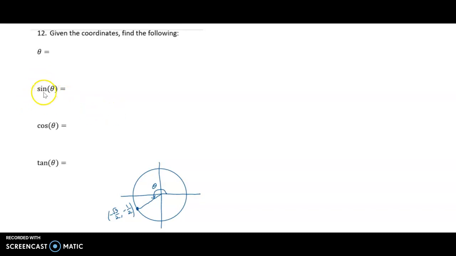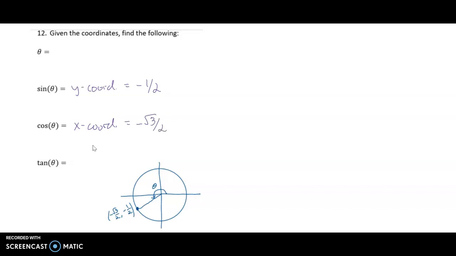Well, I'm actually going to do the sine and the cosine first because the sine is always the y-coordinate. And if I look here, this is the y coordinate right here. So what do I get? I get a negative 1/2. What's the cosine of theta? Well, cosine is always the x coordinate, which in this case is going to be negative root 3/2.